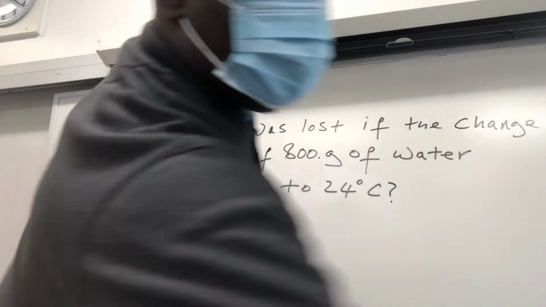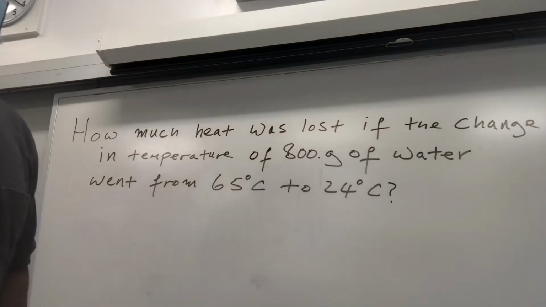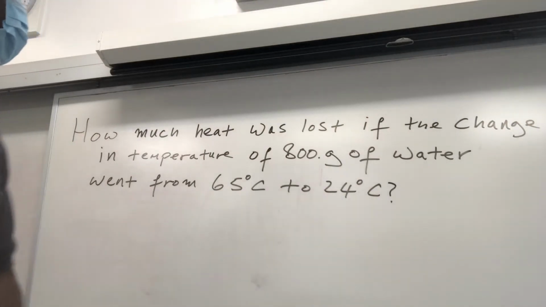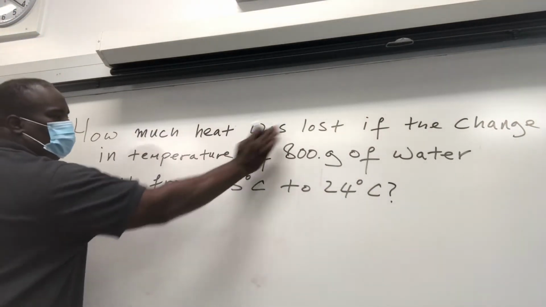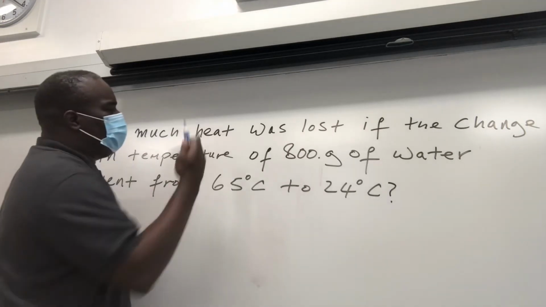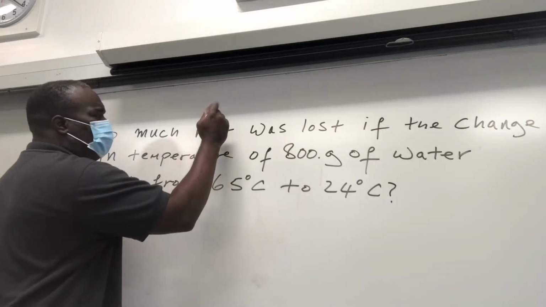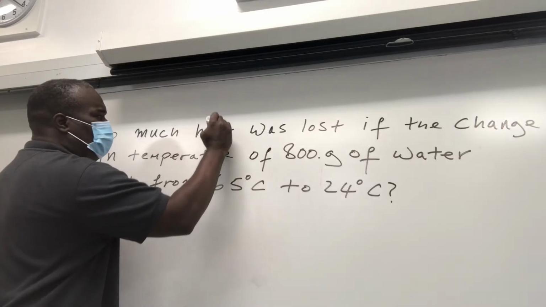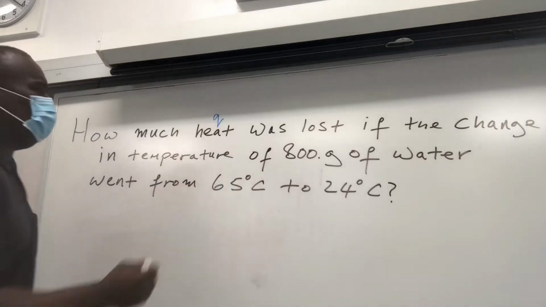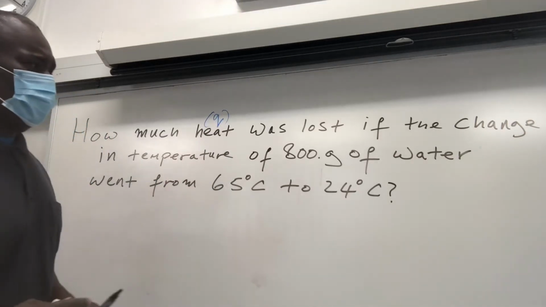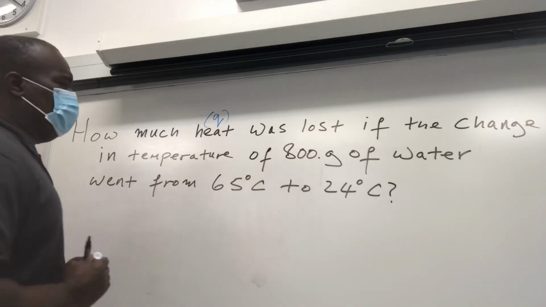So remember what I said, we always read the question slowly. What you want to do is, how much heat was lost. You stop there. You're looking for how much heat was lost. You know that is heat energy. You know that's going to be Q. Make a little Q in your test or quiz or whatever. You continue reading.